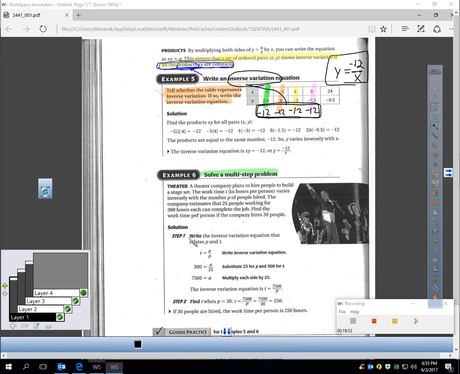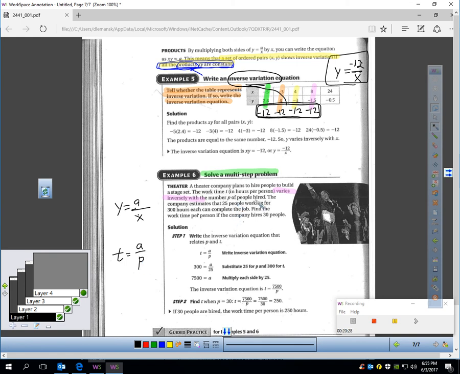They will have you solve some multi-step problems. Now, when you read these things, here's the key point again. When you read this carefully, look what it says here. The work time varies inversely. Well, as soon as I see that, I know that it's got to be an equation of that form. Now, instead of y and x, they're using t and p. So t varies inversely with p.